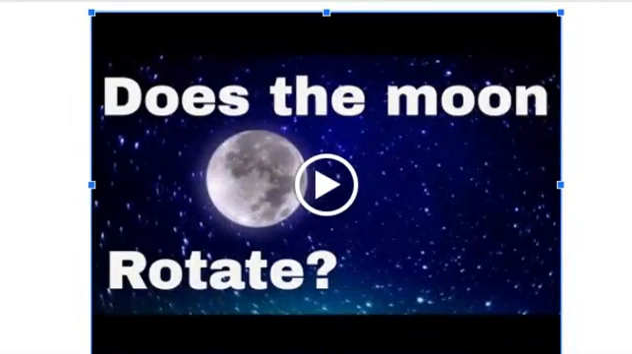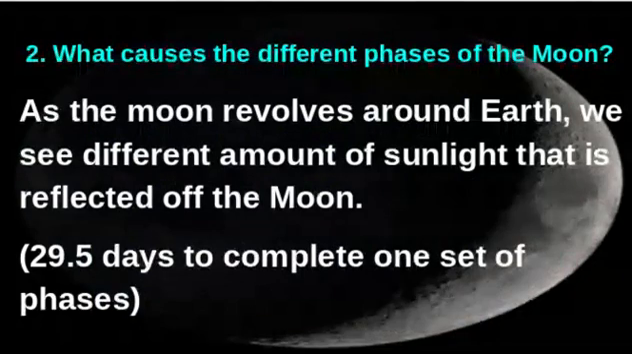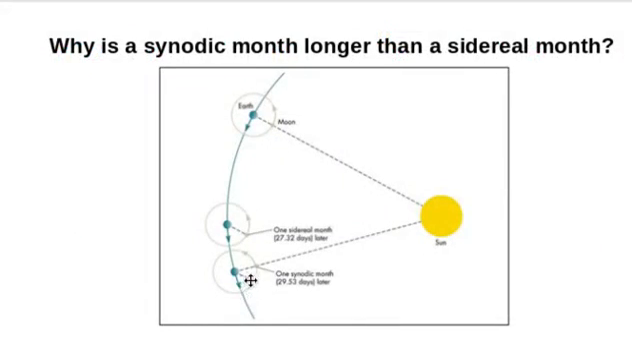Now we're going to discuss what causes us to see phases. So what causes the different phases of the moon? As the moon revolves around Earth, we see different amounts of sunlight that is reflected off the moon. Although it takes 27.3 days for the moon to revolve around Earth, it's going to take 29.5 days for the moon to complete one set of phases. The reason is that as the moon is revolving around Earth, we are also revolving around the sun. So it takes the moon a couple days to catch up with the Earth and be in the right position to go through all the phases, okay?